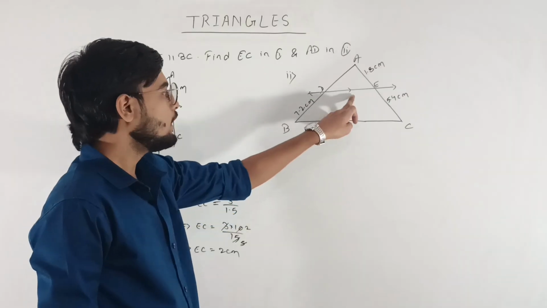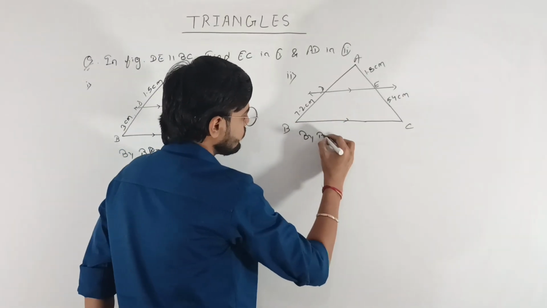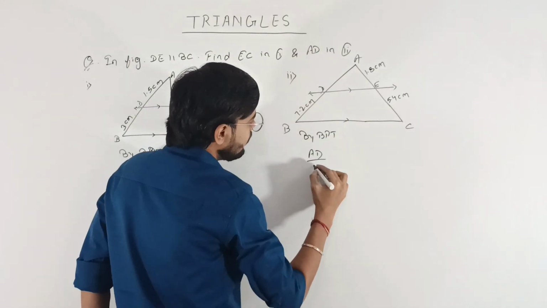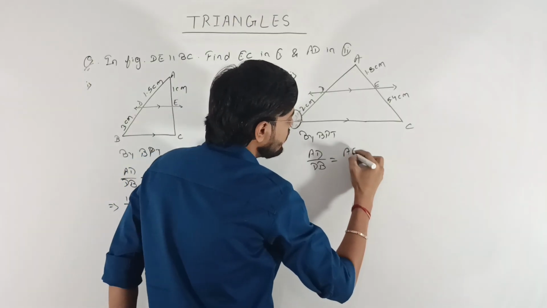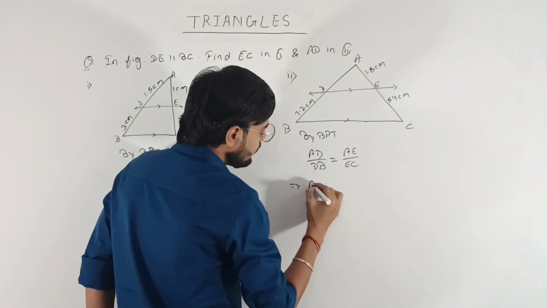In this, DE is parallel to BC, then by BPT, AD upon BD or DB is equal to AE upon EC. Now we have to find AD. So in place of AD, we write AD.